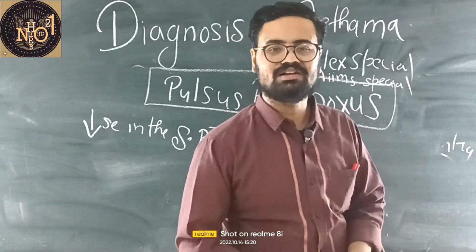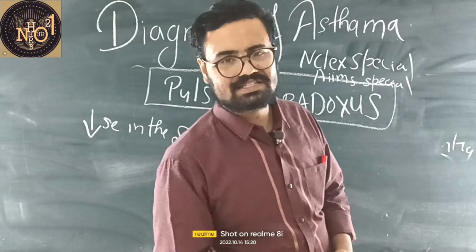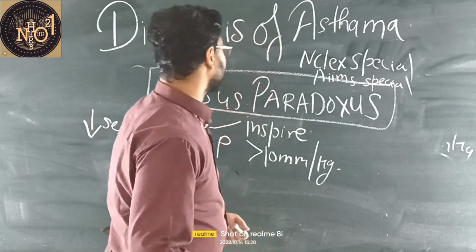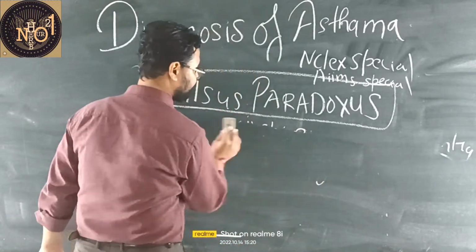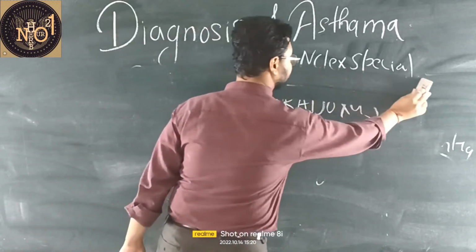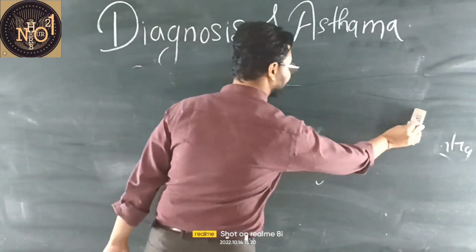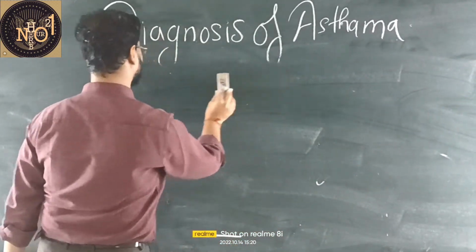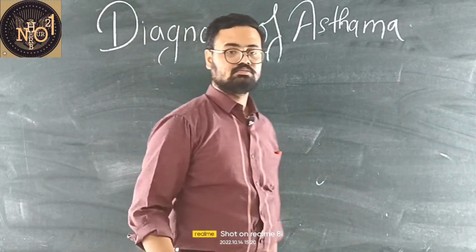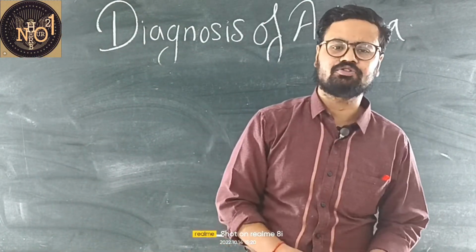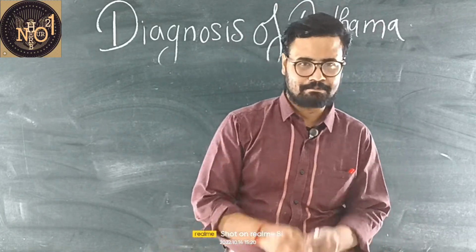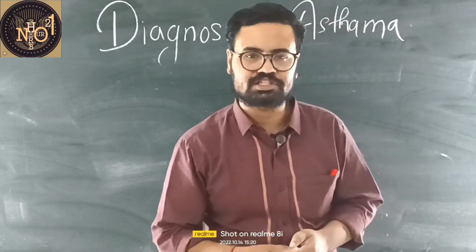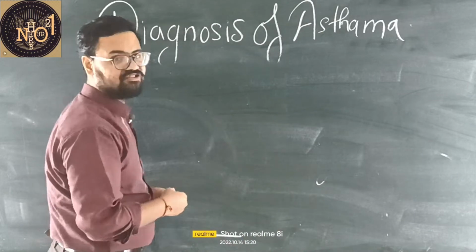So this is the classical one, the important one from the NCLEX special. This is the AIMS special. Now let us see. Today we will talk about diagnosis of asthma. How will you diagnose the patient of asthma? So before diagnosing the patient, let us differentiate between asthma and COPD. What are the basic differences between asthma and COPD? Differential diagnosis, I mean to say.